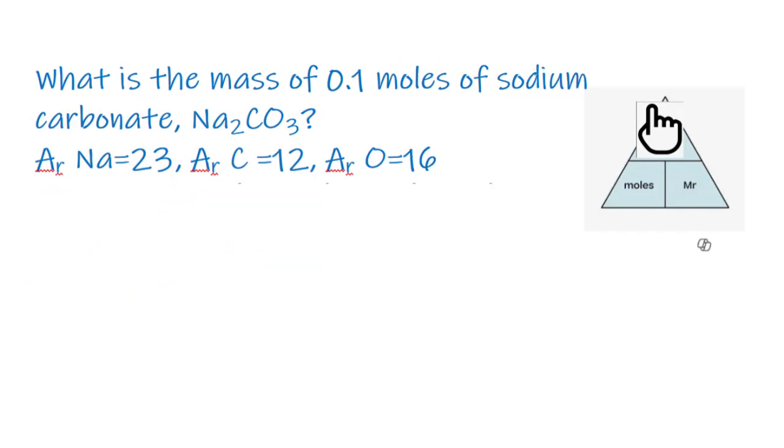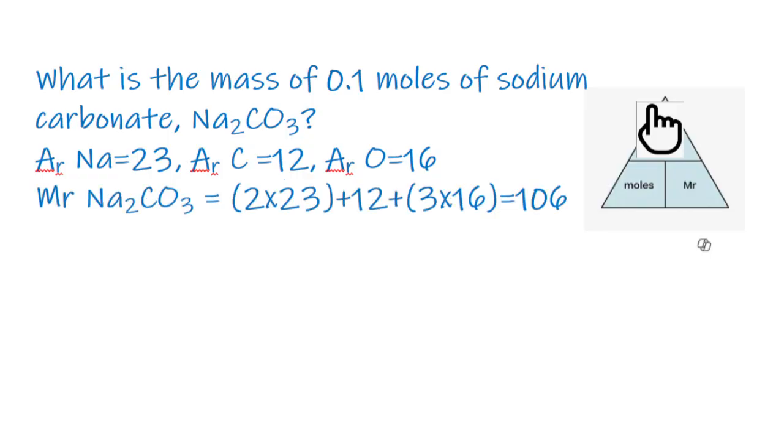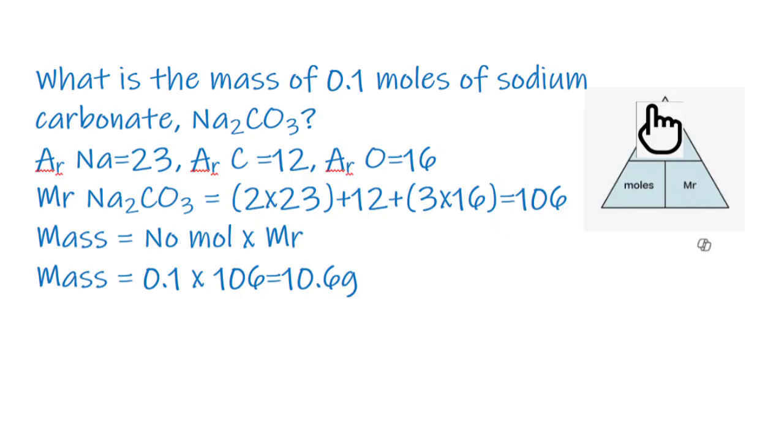And the next one, what is the mass of 0.1 moles of sodium carbonate, Na2CO3? The ARs are sodium is 23, carbon 12, oxygen 16. So we work out the MR of sodium carbonate, and it's important that you use brackets here. So we've got 2 times 23 for your sodiums, plus 12, plus 3 times 16. If you do that on your calculator and use your brackets, you get 106. So mass is moles times Mr. 0.1 moles times 106, 10.6 grams.